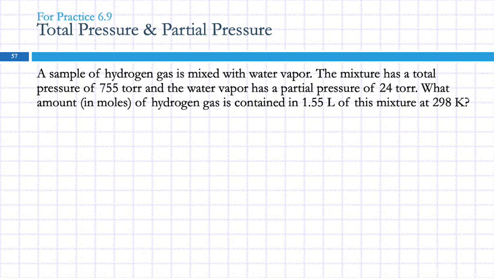A sample of hydrogen gas is mixed with water vapor. The mixture has a total pressure of 755 torr, and the water vapor has a partial pressure of 24 torr. What amount in moles of hydrogen gas is contained in 1.55 liters of this mixture at 298 Kelvin?